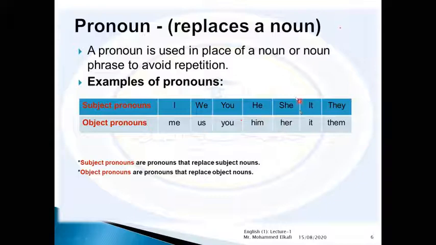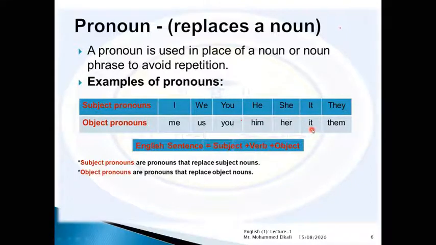Instead of saying, I met Ahmed, you can say, I met him. Here, she is a subject pronoun and her is an object pronoun. Instead of saying, I saw Sarah or I met Sarah, you can say, I met her. It is a subject pronoun, and the object pronoun which comes after the verb is it, in small form. They is a subject pronoun and them is an object pronoun, coming after the verb.